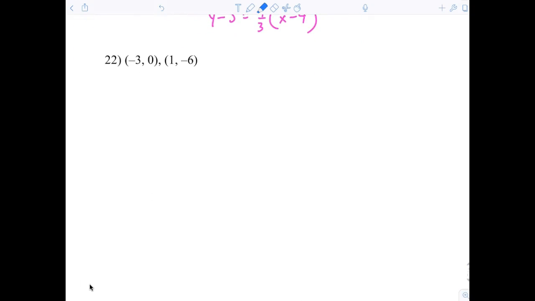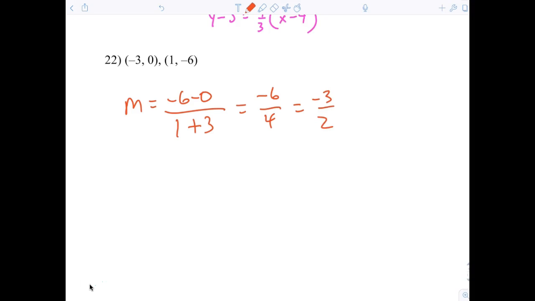22. All right, here we go. We have to figure out what the slope is. m equals -6 minus 0 over 1 plus 3. That's -6 over 4, which is the same as -3/2. Anybody else get that right? Everybody good? Now we're doing point slope, right?